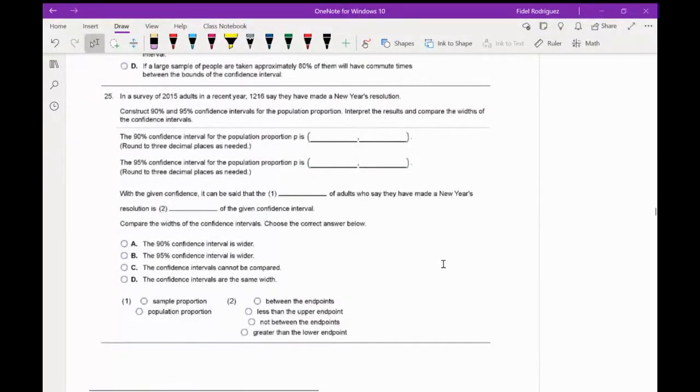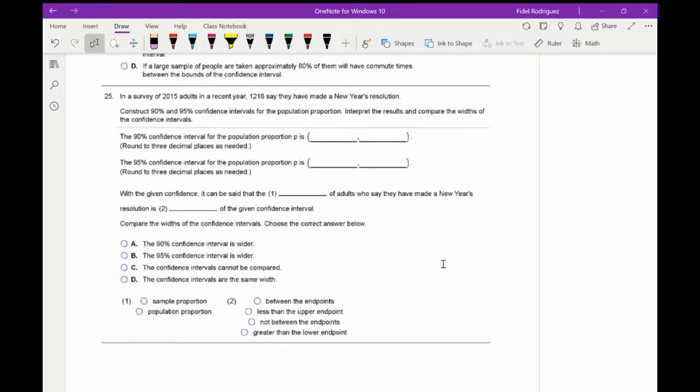Okay, so 25 says, in a survey of 2015 adults in a recent year, 1,216 have said they've made a New Year's resolution. And it says construct 90% and 95% confidence intervals for the population proportion. Interpret the results and compare the widths of the confidence intervals.